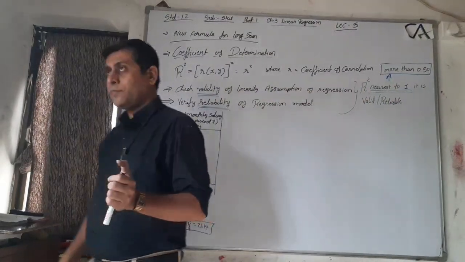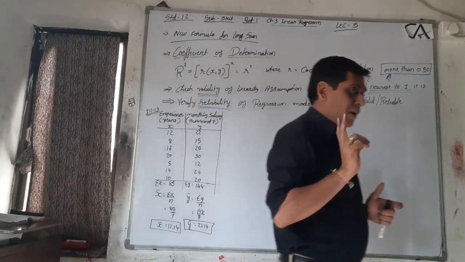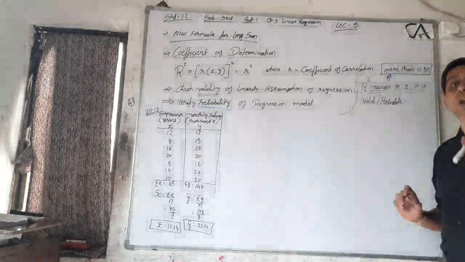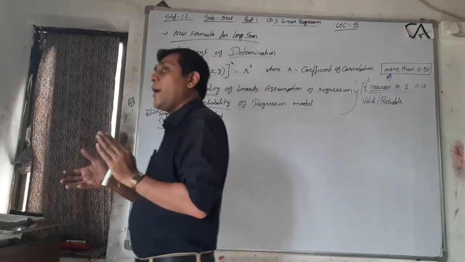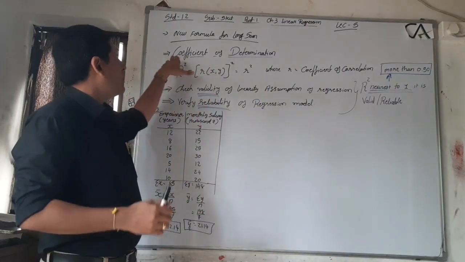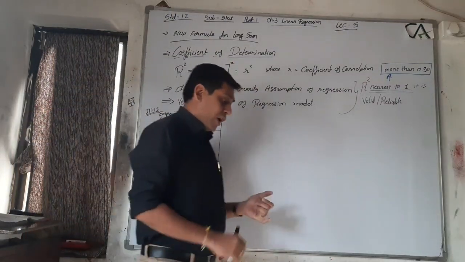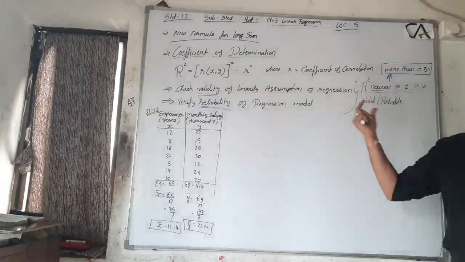That is chapter number 2. In chapter number 2 we saw that r is the correlation coefficient. Here we just have to square it, and then we can find the coefficient of determination. That means you have to use all the formulas of chapter number 2 here.